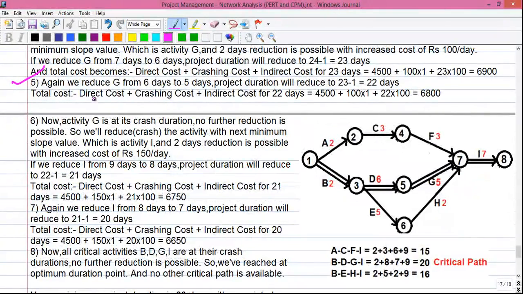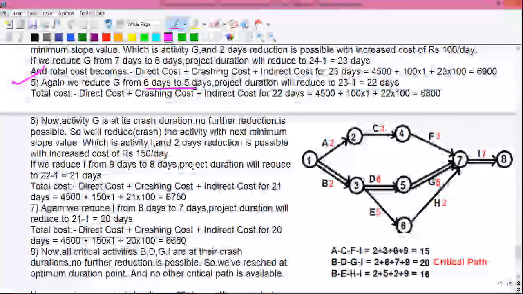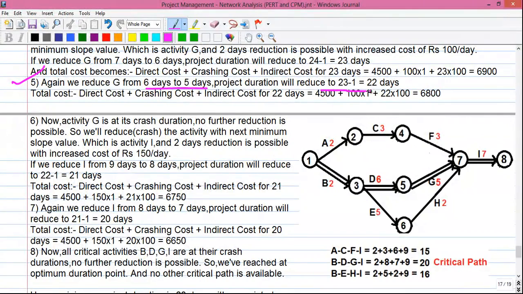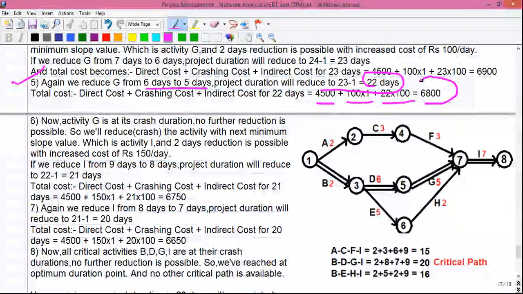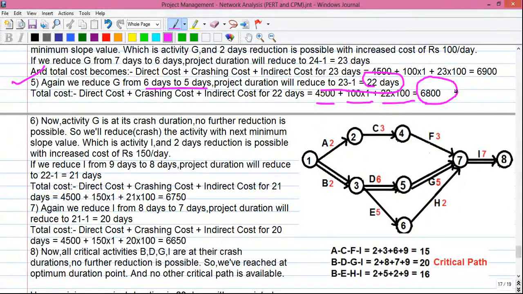Step 5. Again we reduce G from 6 days to 5 days. Project duration reduced to 22 days, and the total cost will become 4500 plus 100 into 1 plus 22 into 100. That's equal to 6800. So we have reduced the project cost again by 100 rupees in our fifth step. Step 6. Now activity G is at its crash duration. So no further reduction is possible.